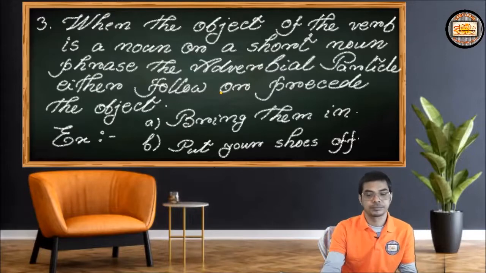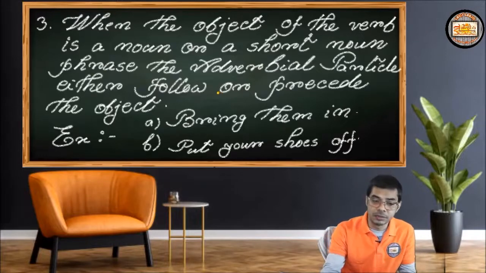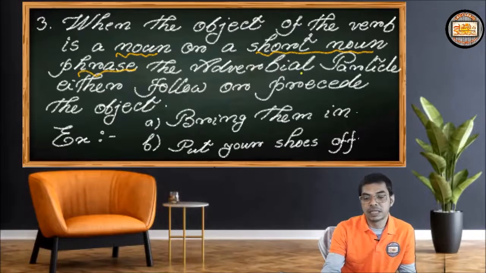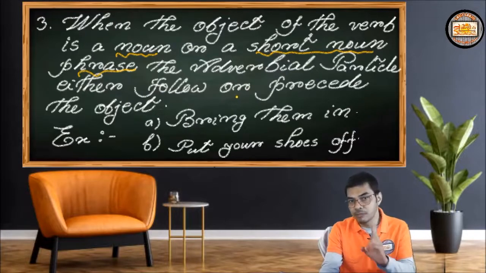When the object of the verb is a noun or a short noun phrase, there we have the option: the adverbial particle may either follow or precede the object. So you have two options here.